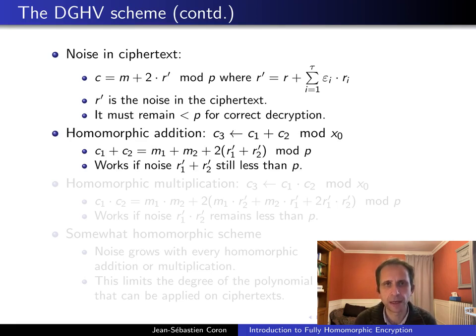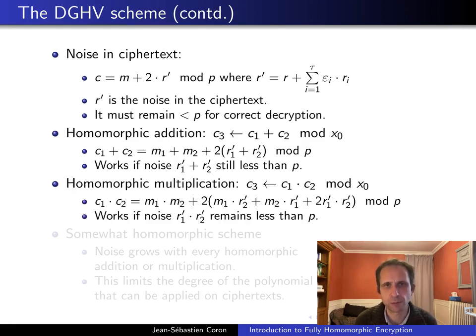So we have seen that we can add two ciphertexts. This addition we do modulo x0, and then in that case we obtain an encryption of m1 plus m2, the XOR of m1 and m2, m1 plus m2 modulo 2. And so this works if the new noise, r prime 1 plus r prime 2, is less than p. And for multiplication it's the same. We compute the product modulo x0, and we obtain that the product c1 times c2 is an encryption of the product m1 times m2. So the scheme is homomorphic also for the multiplication. And so this works if the new noise, r prime 1 times r prime 2, approximately remains less than p. But now we see that the noise has increased a lot, so its size has doubled.